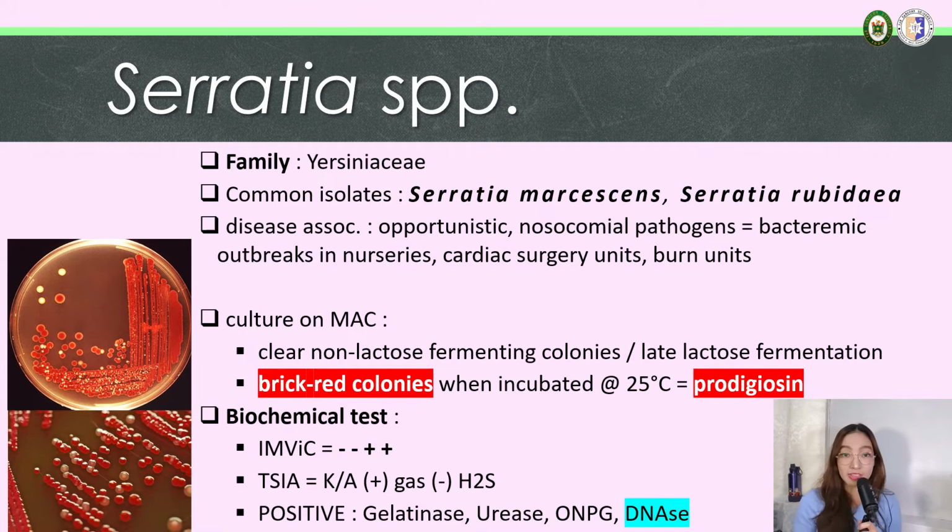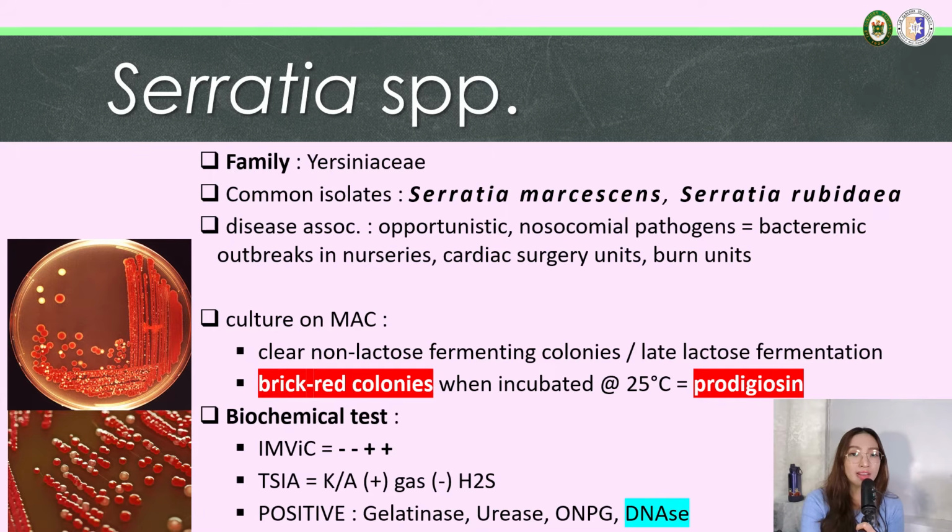There are 2 common isolates, Serratia marcescens and Serratia rubidaea. Now, Serratia are opportunistic nosocomial pathogens that have been associated with bacteremia in nurseries, cardiac surgery units, and burn victim units. So almost anywhere in the hospital, really.